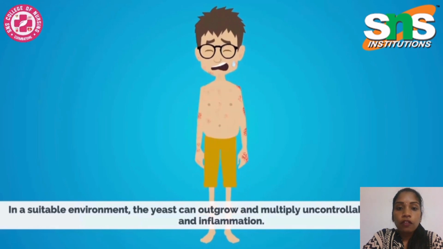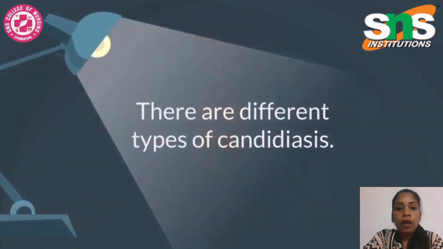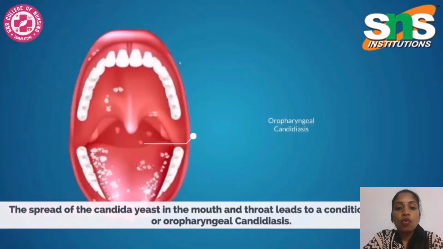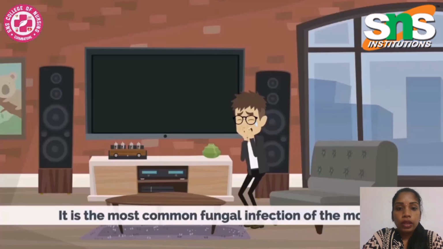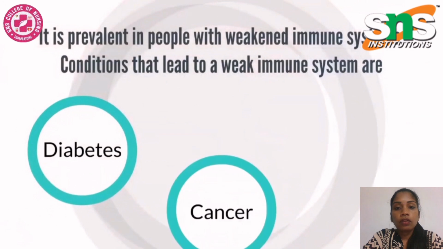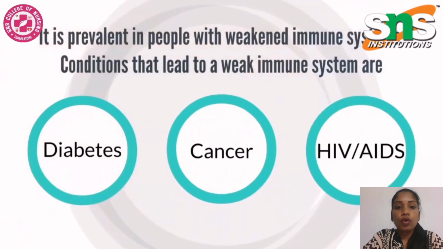There are different types of candidiasis. The spread of Candida yeast in the mouth and throat leads to a condition called thrush. It is the most common fungal infection in the mouth. It is prevalent in people with a weakened immune system, such as diabetic patients, or patients with cancer or HIV or AIDS. When the yeast spreads to the genitals, it is referred to as genital yeast infection.